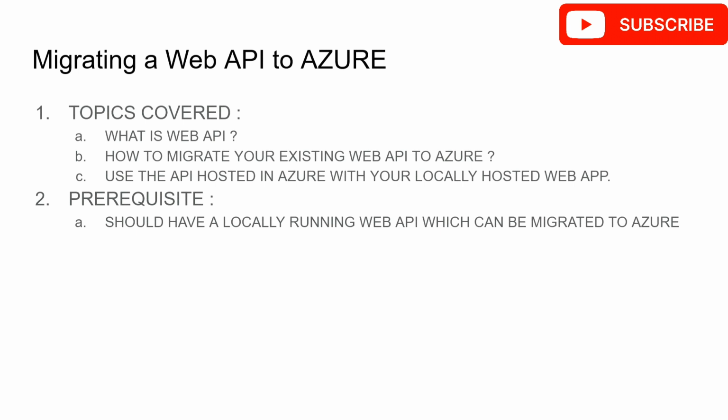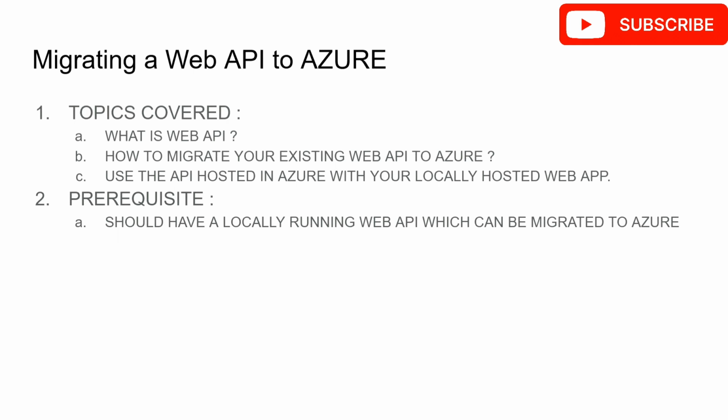Today we are going to take a local web API that we have built in Visual Studio and deploy it to Azure. Before we get started, let's quickly go over what a web API is and why it is used. So web API, or application programming interface, is a set of rules and protocols for building and interacting with software applications. It allows different software systems to communicate with each other over the web.